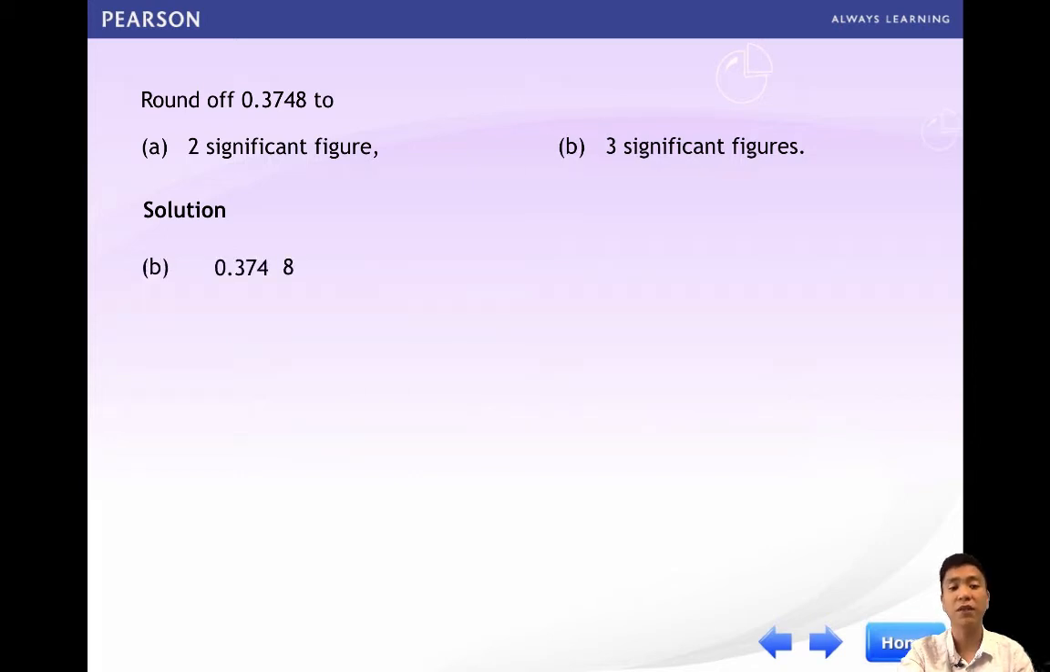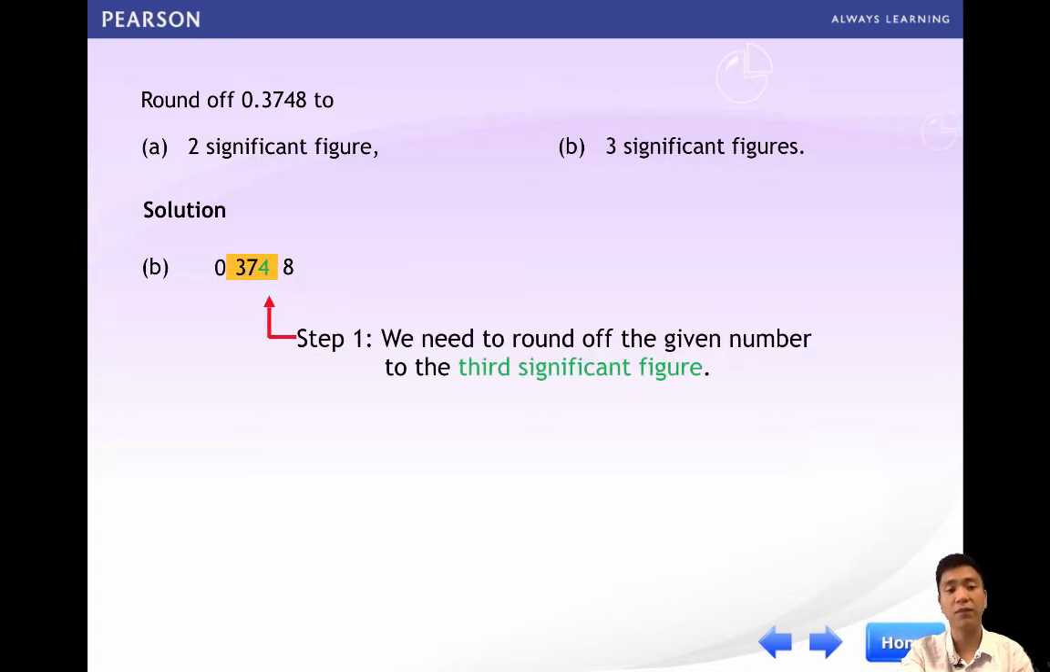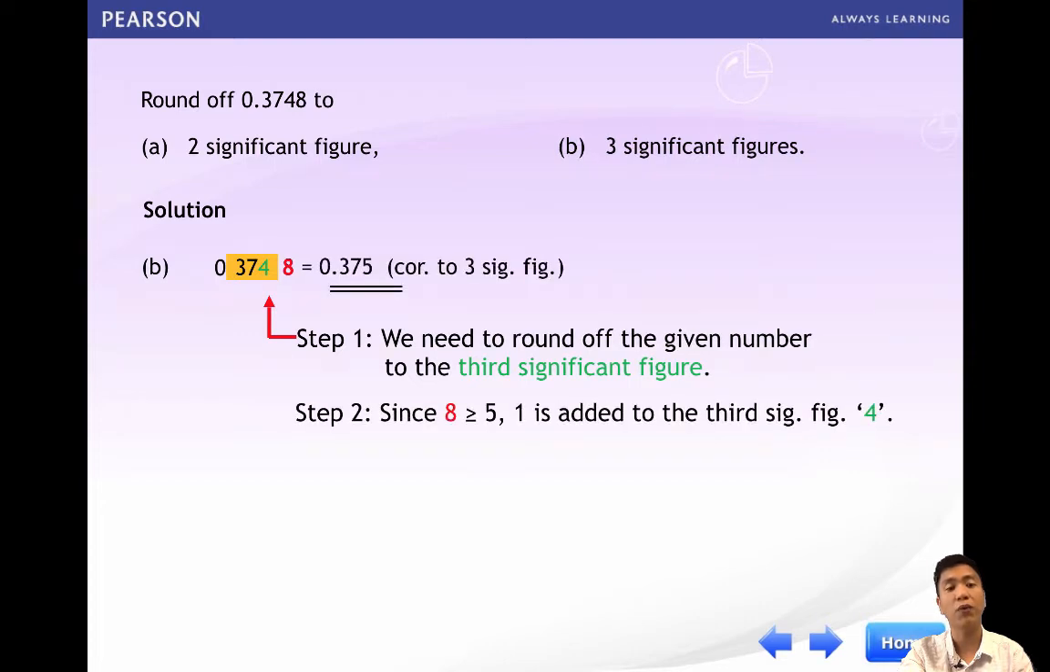How about three significant figures? We start from 3. We have 3, 7, and 4. They are significant figures. So 4 is the third significant figure, and the next digit is greater than 5, so we round up 4 to 5. So we have the answer 0.375, and this number is corrected to three significant figures.